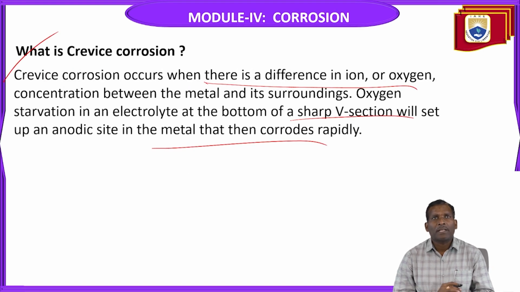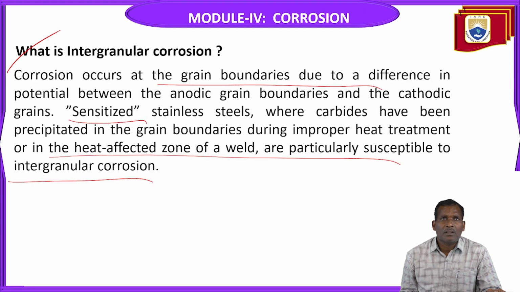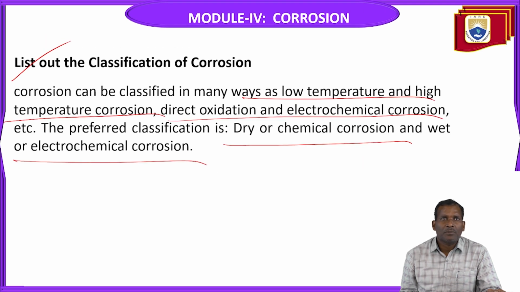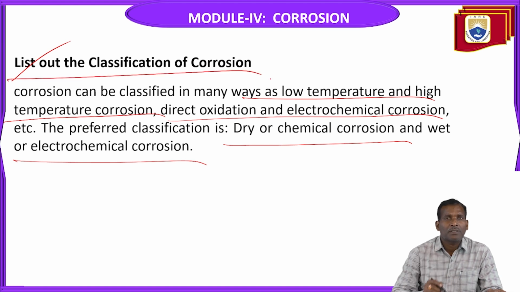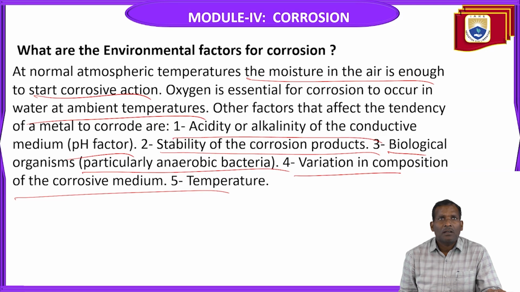So these are the important terms and definitions related to corrosion. In this definition terminology, we have studied crevice corrosion, intergranular corrosion, and pitting corrosion, and the classification also we have seen. And environmental factors for corrosion. All these are short answer questions. In examination they will ask like this.